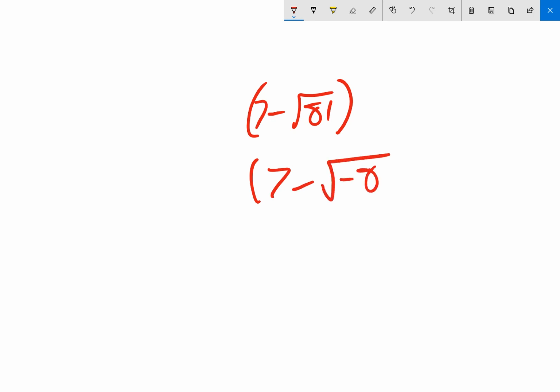Number 9, there's actually a typo in number 9. I will say number 9, when it says 7 minus the square root of 81, it's supposed to be 7 minus the square root of negative 81. Okay, so they forgot the negative when they made this booklet. But let me do a problem that's similar to yours.